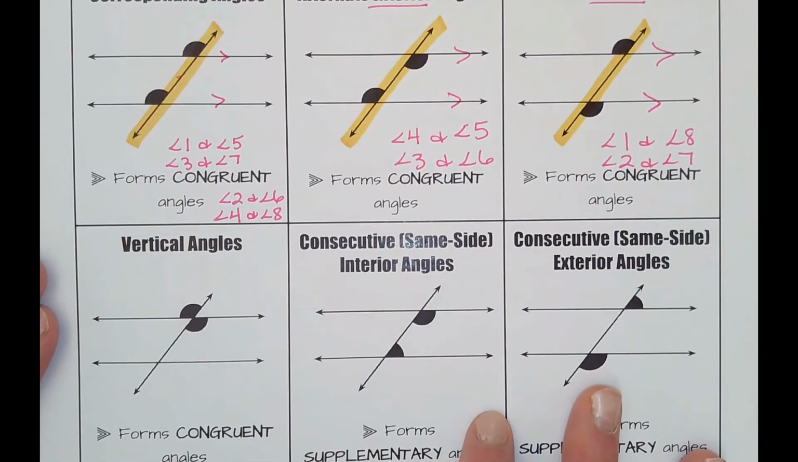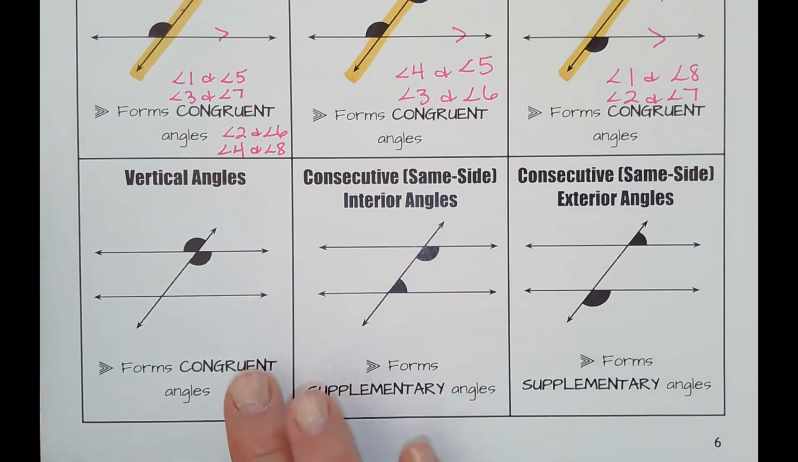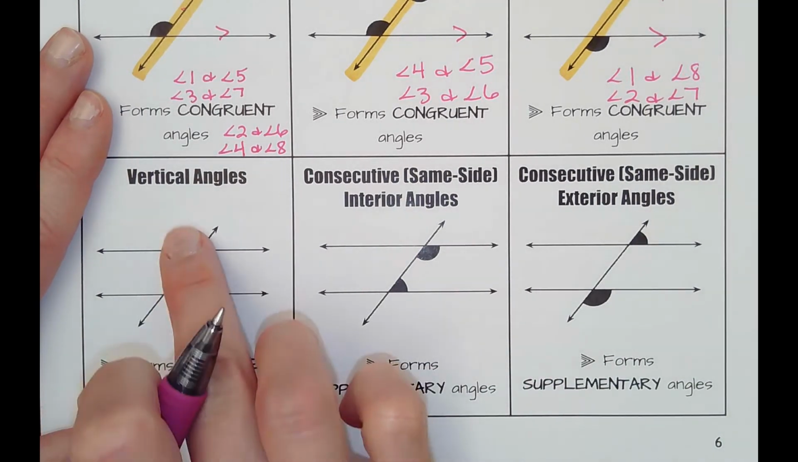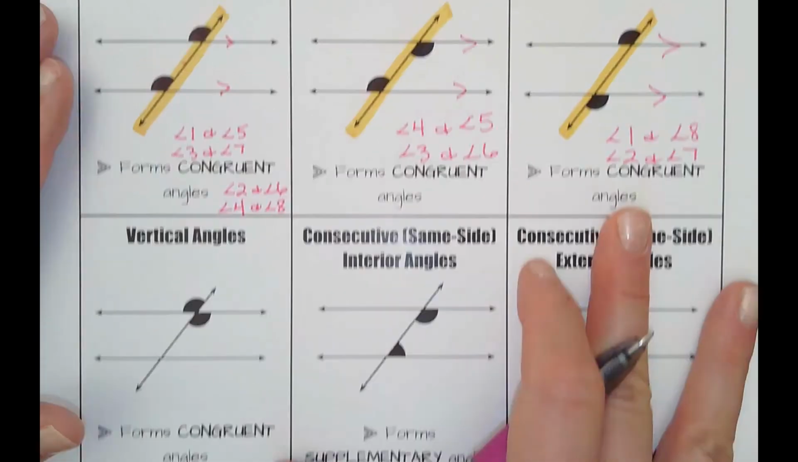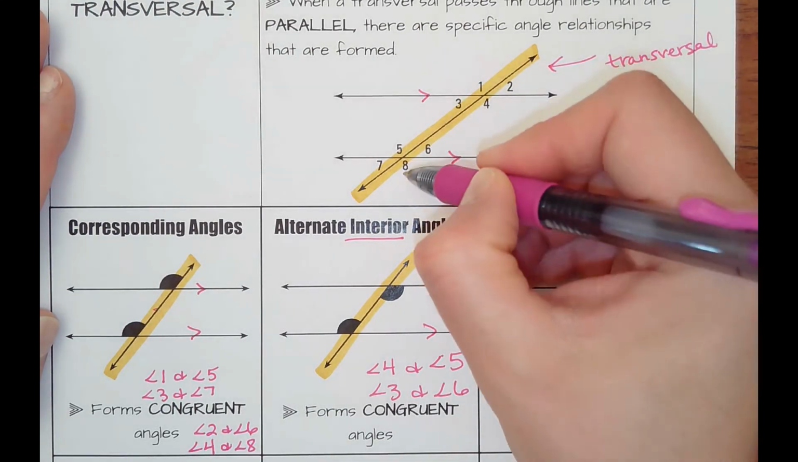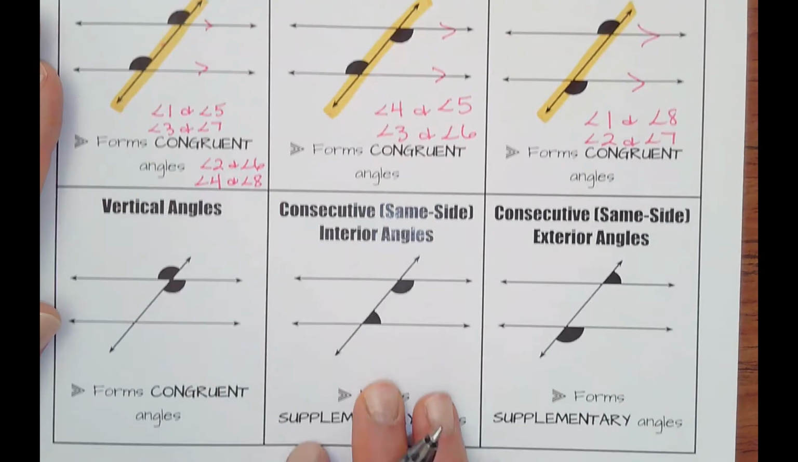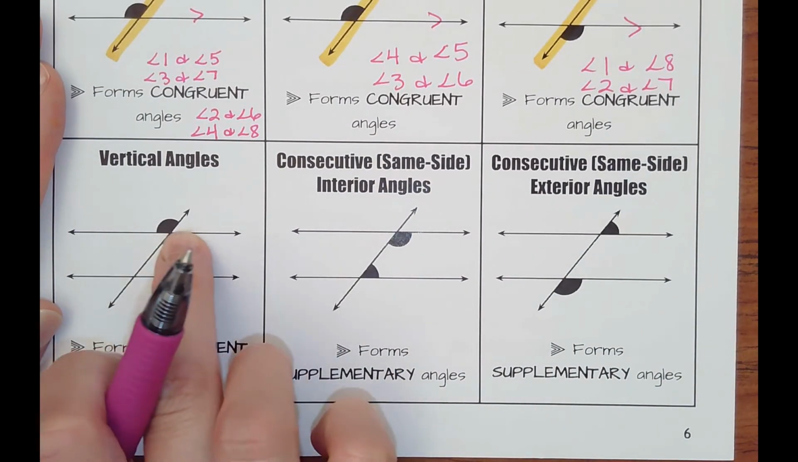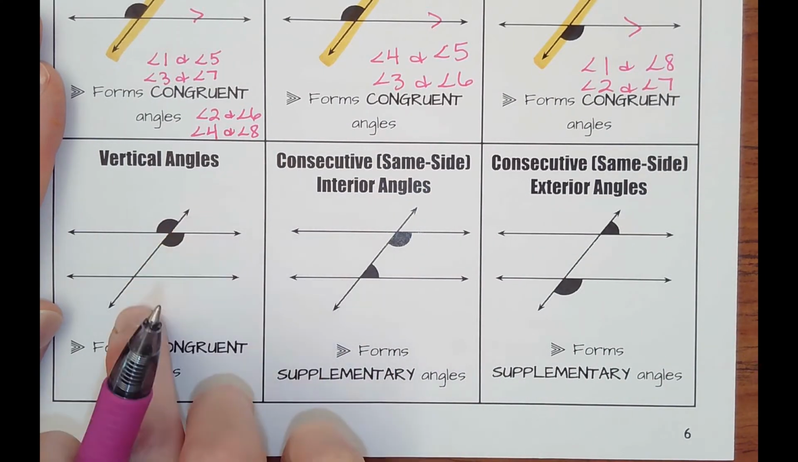Next ones are vertical. We've already talked about that. They're also congruent. They're going to be opposite from one another. Those we've already done, so I don't know that we need to do any more. That would be like 1 and 4, 2 and 3, 5 and 8, 6 and 7. Those just deal with one of the parallel lines. They're not from one parallel line to the other.